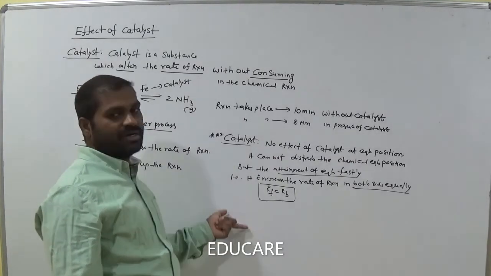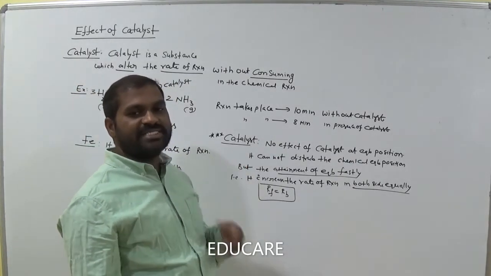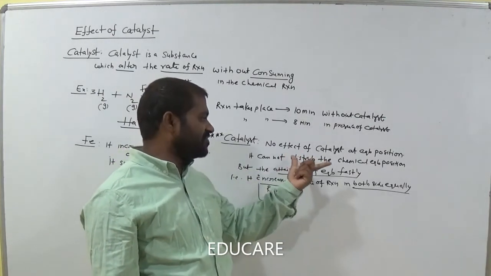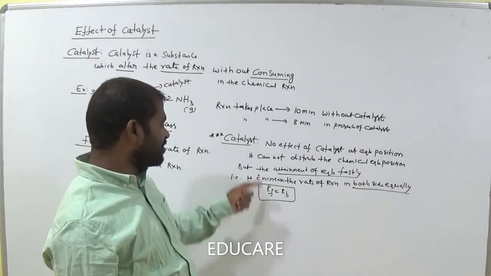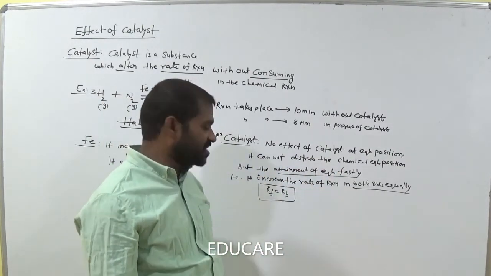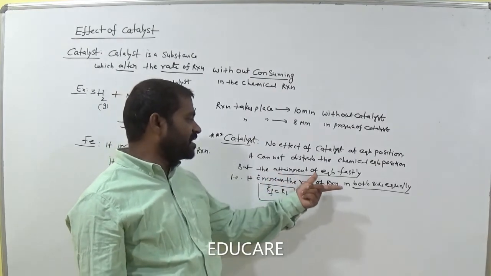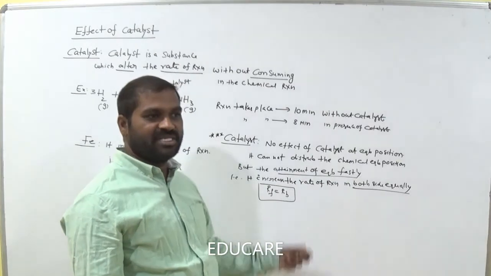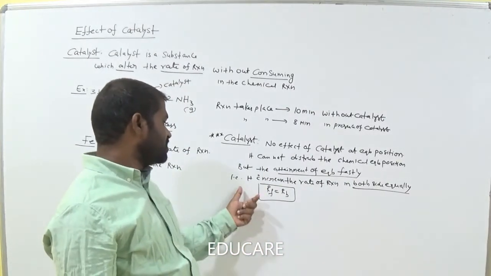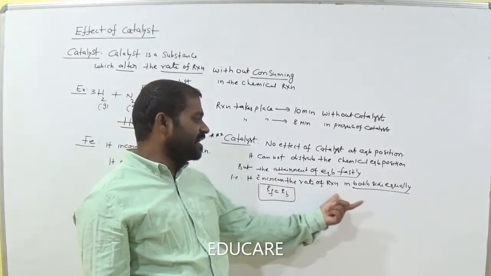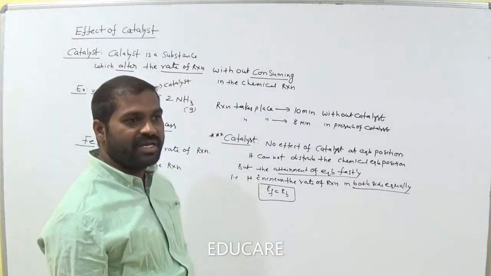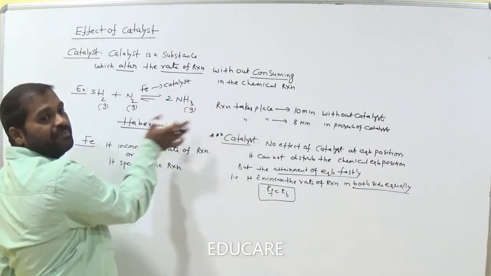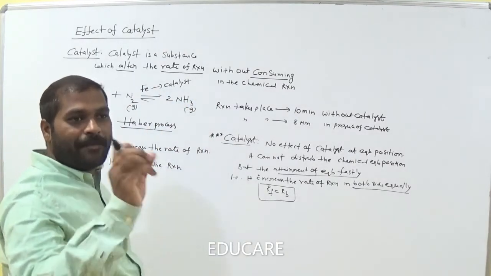So finally what we conclude, this point is very important. What is the effect of catalyst at chemical equilibrium? No effect of the catalyst at chemical equilibrium. That means it cannot disturb the chemical equilibrium position. But the attainment of equilibrium is fast. That means it brings the equilibrium very fast. It increases the rate of reaction on both sides equally. That means the catalyst increases the rate of reaction in forward and backward directions equally. There is no partiality.